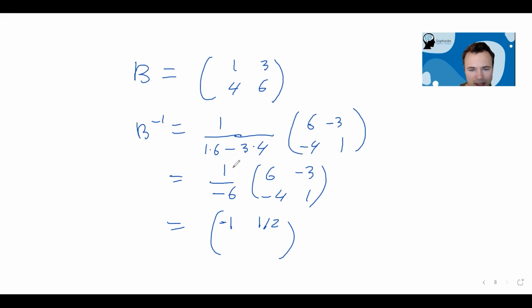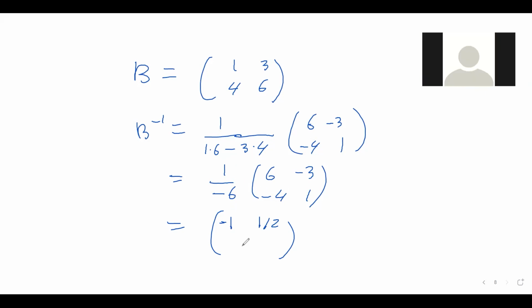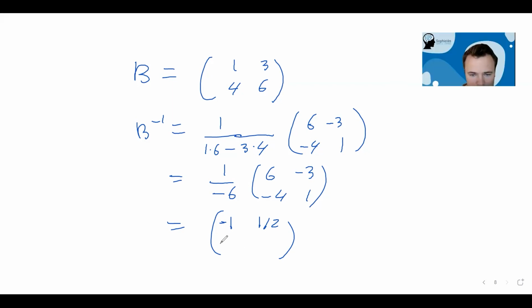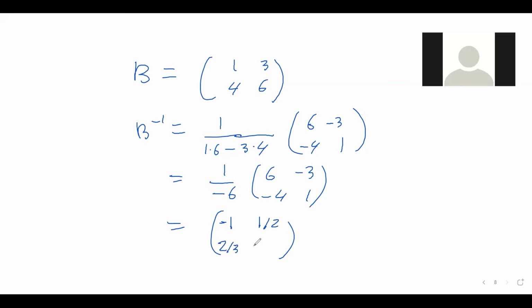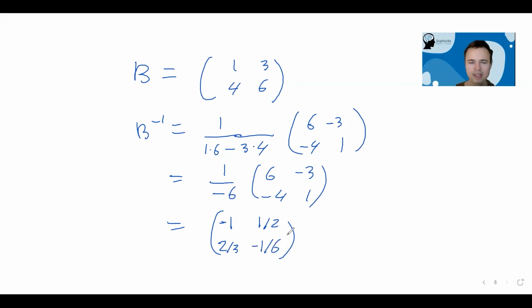Positive 1.5. And then this thing times this thing here is 2/3. Yeah, that's a positive 2/3. And then minus 1 over 6 times 1 is minus 1 over 6. Yes, perfect. And that's how you can find the inverse of a matrix with a really easy trick. And believe me, it's way easier than Gaussian elimination. Okay. Thank you, Anna. So I think that's it for today.